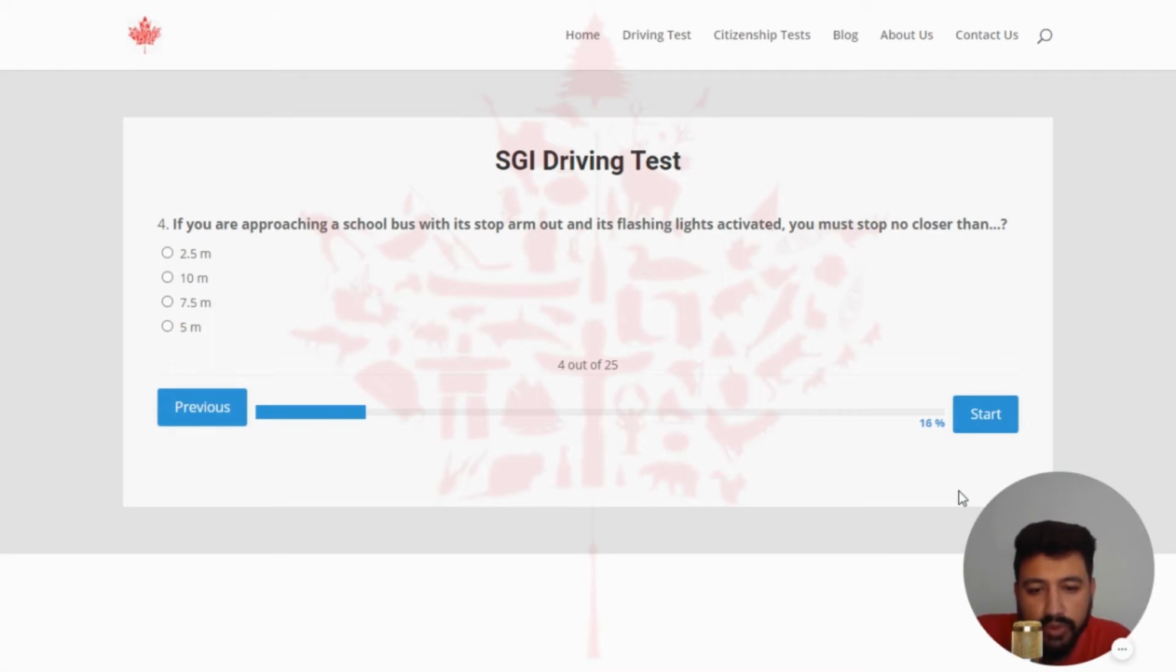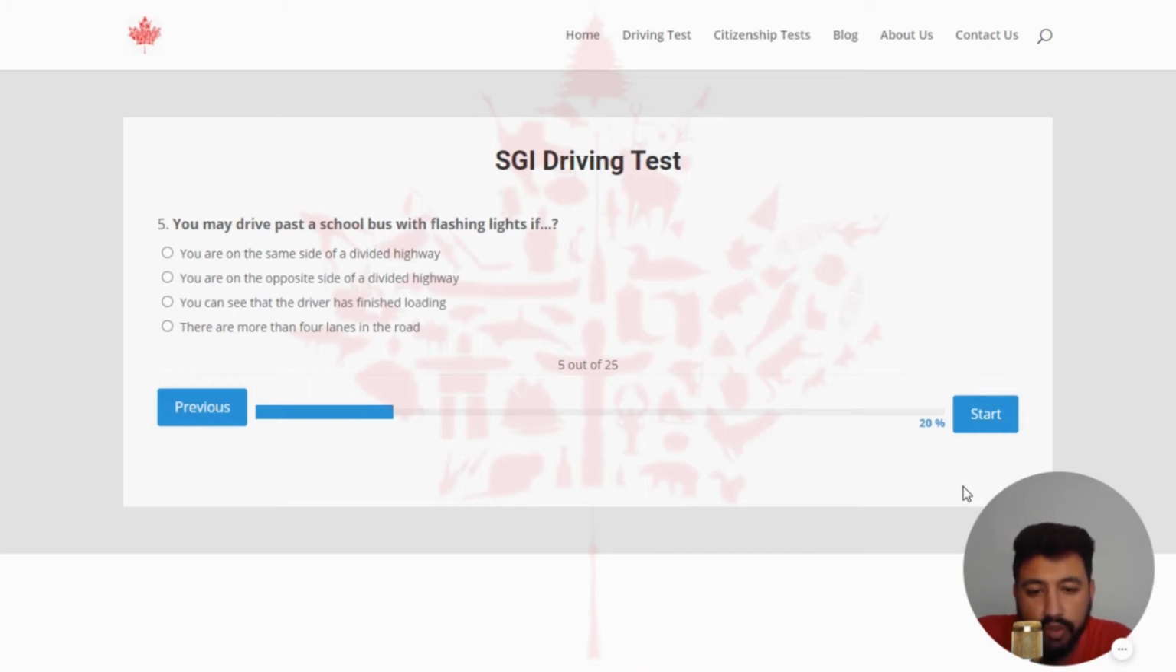Next. The fourth question is, if you are approaching a school bus with its stop arm out and its flashing light activated, you must stop no closer than. The right answer of this question is 5 meters. So I'm going to click on the last one. Next. You may drive past a school bus with flashing lights if. The right answer of this question is, you are on the opposite side of a divided highway. So let's click on the second one.